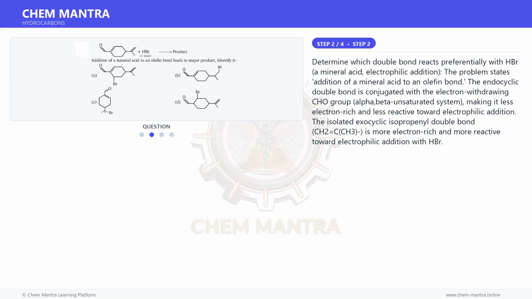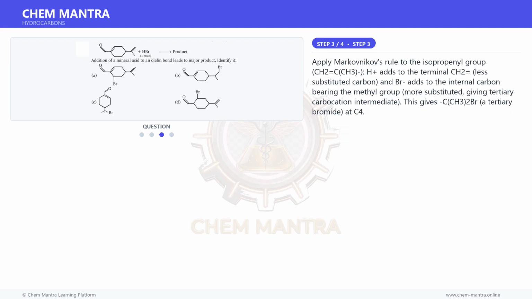Determine which double bond reacts preferentially with HBr, a mineral acid. Electrophilic addition. The problem states addition of a mineral acid to an olefin bond. The endocyclic double bond is conjugated with the electron-withdrawing CHO group, an alpha-beta unsaturated system, making it less electron-rich and less reactive toward electrophilic addition. The isolated exocyclic isopropenyl double bond, CH2=C(CH3), is more electron-rich and more reactive toward electrophilic addition with HBr. Moving on to the next step.